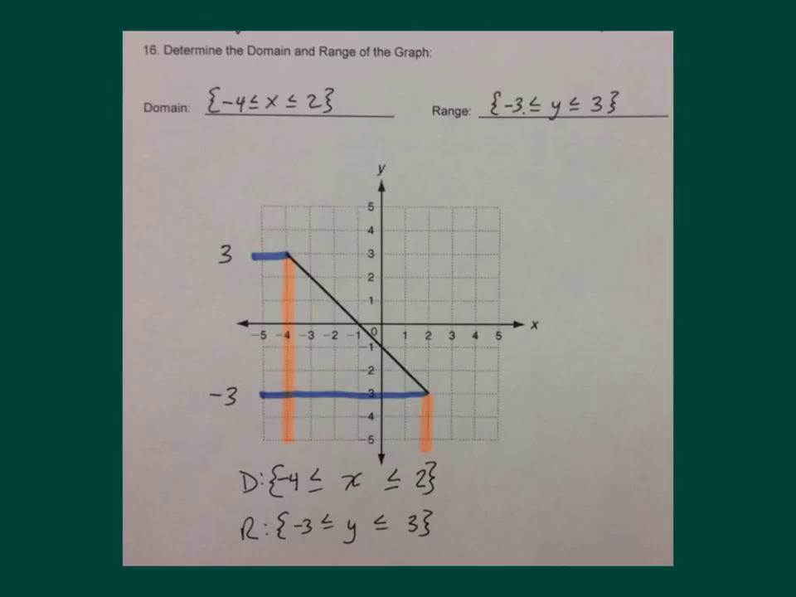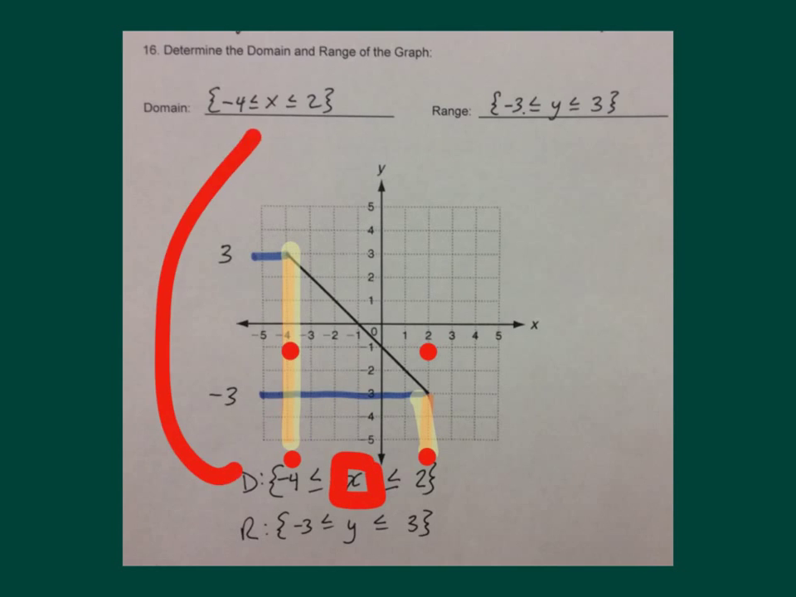Finally, on number 16, notice what I did. I have to determine the domain and range of the graph. Now this is a little different. So if you'll look, what I did was domain are your x values. So I went straight down, and that is -4. Okay, that's -4, and this is +2. So that's why I put -4, +2. And then it's your x's. So notice, here's my domain. X's are everything in between right there, from -4 to +2.